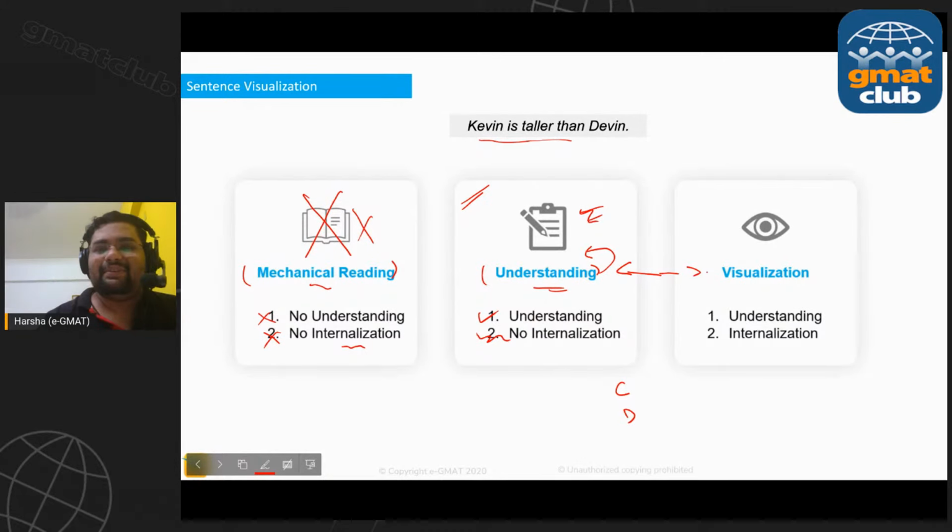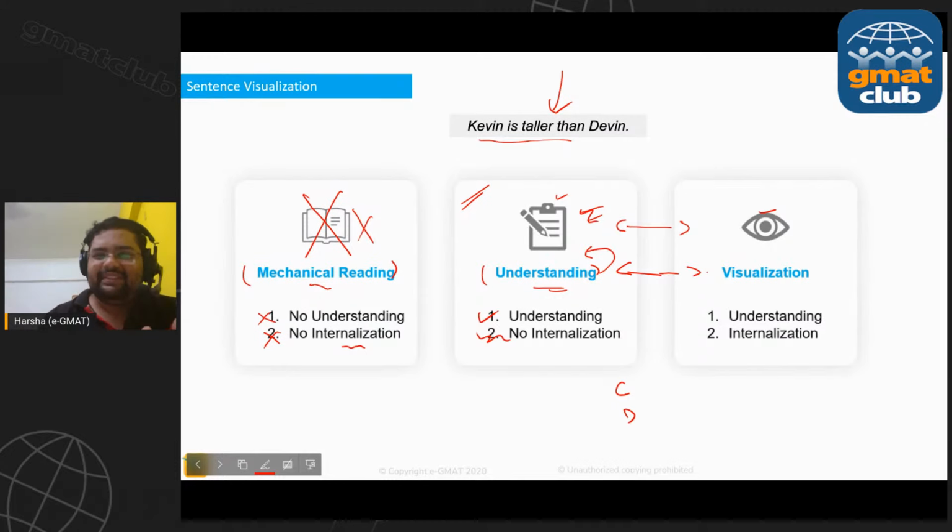That internalization did not happen. Now, in this statement, this is very, very easy. So I'm pretty sure nobody has a problem with any of these steps. But as the sentences get more complex, you will see the gap between understanding and visualization truly come through.